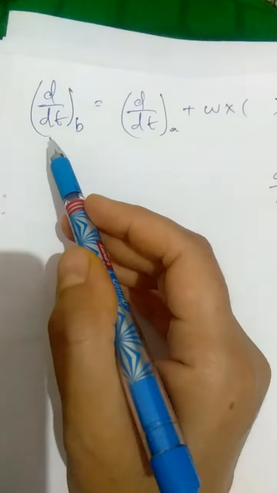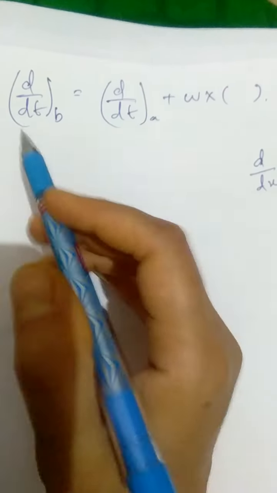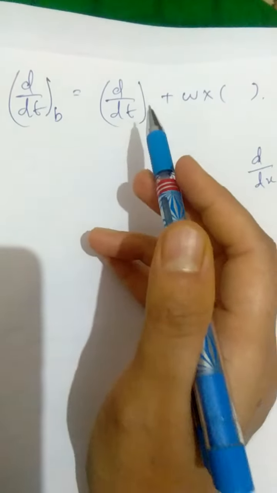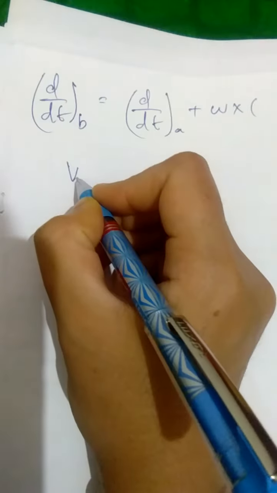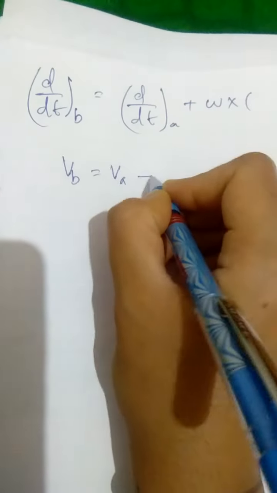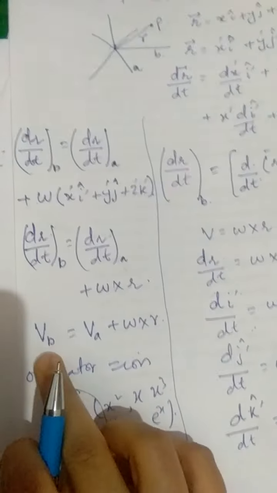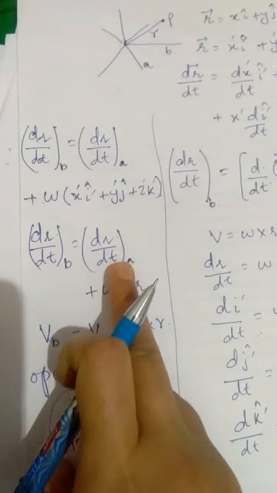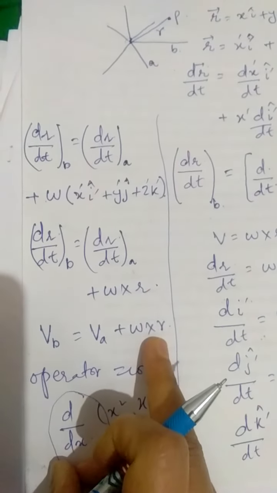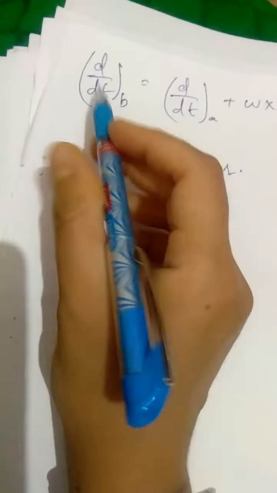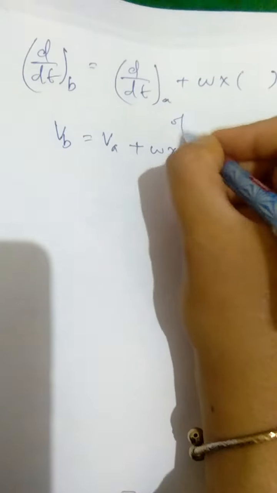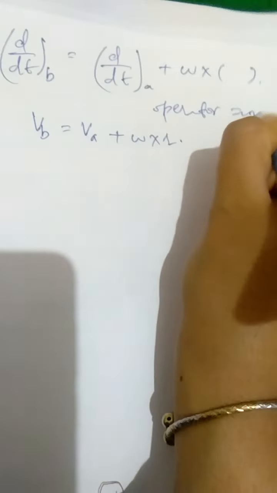Similarly, we are actually obtaining an operator equation, and we can implement that operator equation on any function, on any quantity, right? So the quantity of our interest is velocity. So we have already obtained that VB is equal to VA plus omega cross R. I'm talking about this expression, right? I'm talking about this velocity in the frame of reference B, velocity in the frame of reference A plus omega cross R. So let us put this value of VB in this operator equation. So I call it operator equation, right? Now let us substitute it.